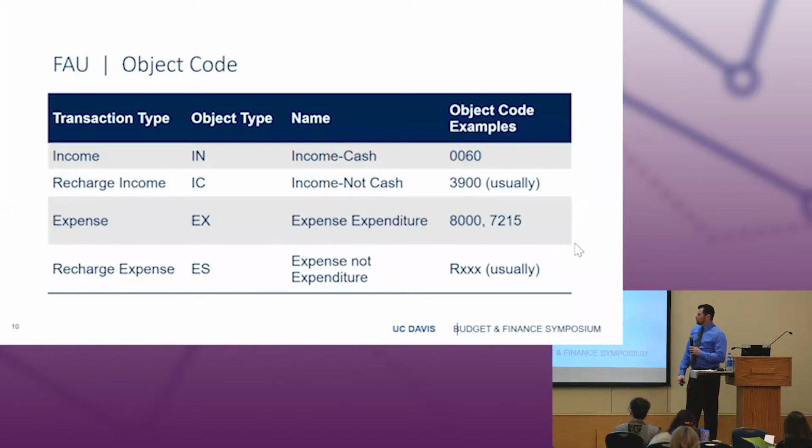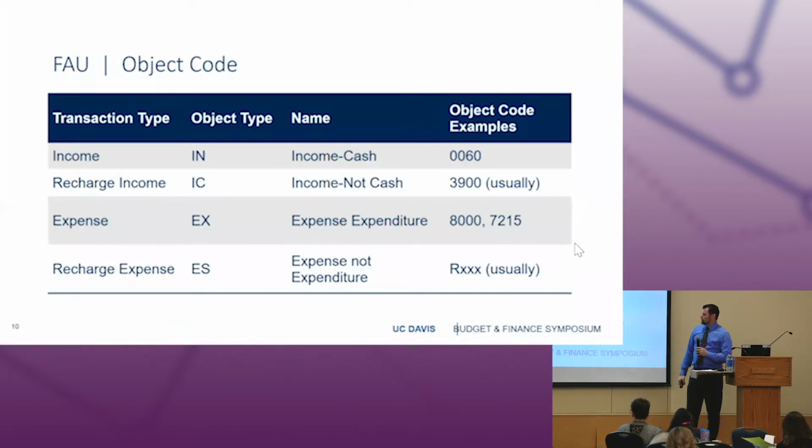If you are charging somebody, how many of you have recharge operations? So you charge Department A, charges Department B. So when you're doing that, you're recording your intake there as a recharge income object code, which is usually 3900. Now, when you are charging somebody else, the department you're charging, you're now going to use a recharge expense object code that is called an ES type. And I set all this stuff up for you when you do your recharge activity.